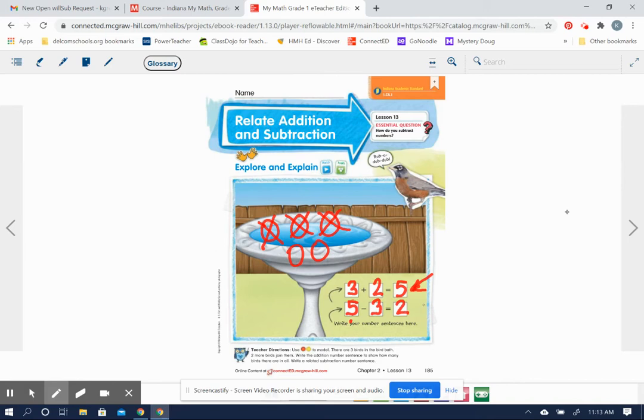So now you can see in our two sentences, we have a 5 in this one, and we have a 5 in this one, we have a 3 in this one and a 3 in this one, and we have a 2 in this one and a 2 in this one. So we've used all the same numbers, just put them in a different order. Okay? All right, let's move on to the next page, the back of this one.